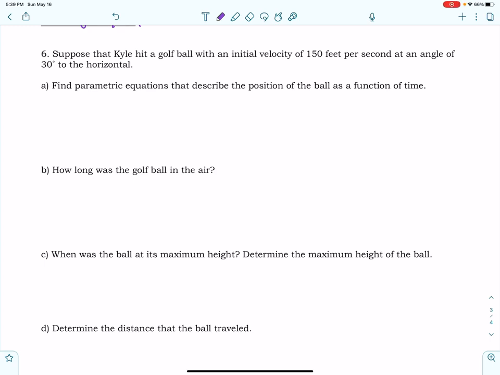All right, pre-cal, in this video, we're going to look at an application problem for parametric equations. I'm going to talk kind of fast, so you may have to pause this and re-listen to some stuff. Okay, so suppose that Kyle hit a golf ball with an initial velocity of 150 feet per second at an angle of 30 degrees to the horizontal. Find parametric equations that describe the position of the ball as a function of time.